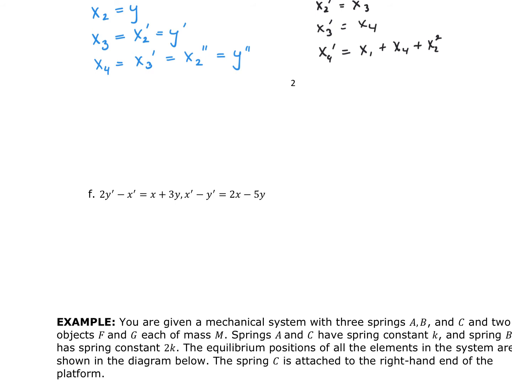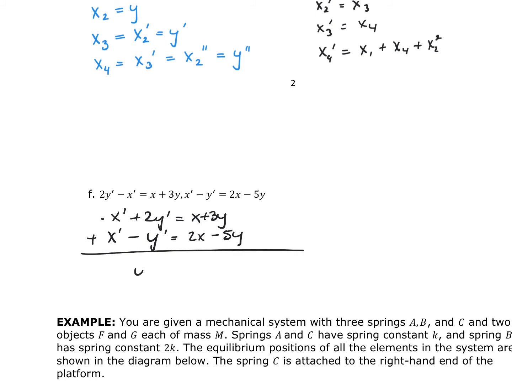Let's take a look at my next example. I have 2y prime minus x prime is equal to x plus 3y, and x prime minus y prime is equal to 2x minus 5y. First thing I'm going to do is add these two equations, and I'm going to write them in the correct order. So I'm going to do negative x prime plus 2y prime is equal to x plus 3y. And then I have x prime minus y prime is equal to 2x minus 5y. Now I'm going to add these two together. When I do this, I get y prime is equal to 3x minus 2y.